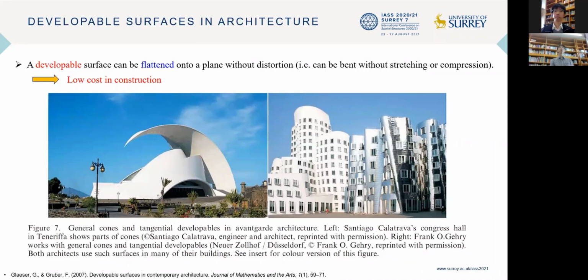It is well known that a developable surface can be flattened onto a plane without any distortion. So they can be built at very low cost. And developable surfaces have been widely applied in many different fields. For example, these are two famous cases in architecture.